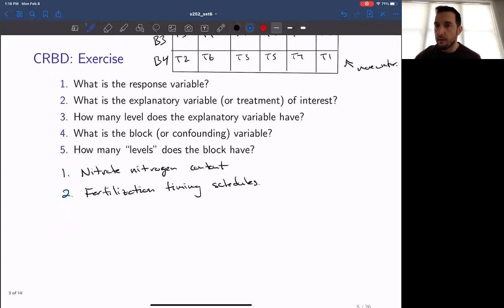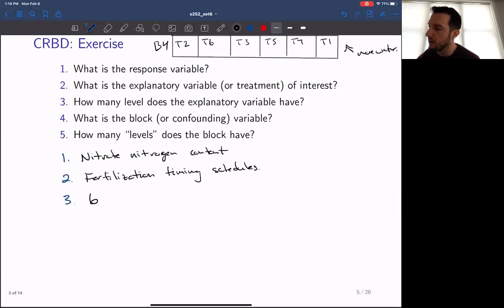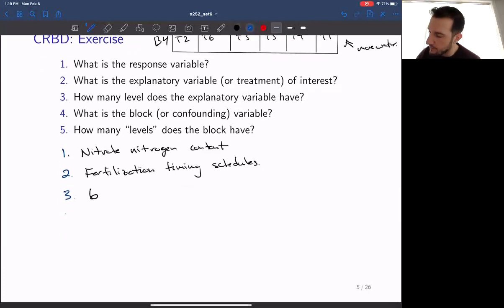Okay, so the completely randomized block design has one explanatory variable and one block variable. The one-way ANOVA has only the explanatory variable. Okay, so how many levels does the explanatory variable have? 6 levels. There's 6 different fertilization timing schedules. The number of levels just counts the number of different timing schedules. What is the block variable? This is the water gradient. How many levels does the block variable have? In this case, it has 4. So we've created 4 levels for the water gradient.